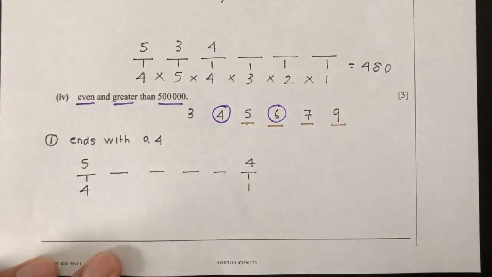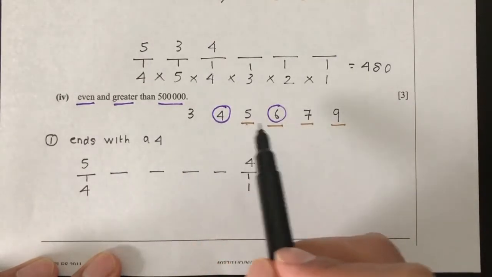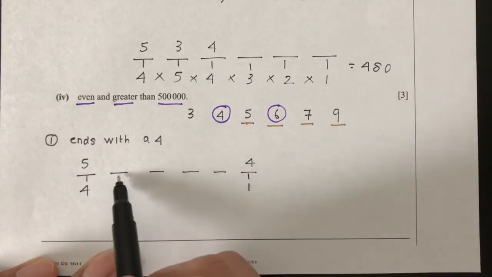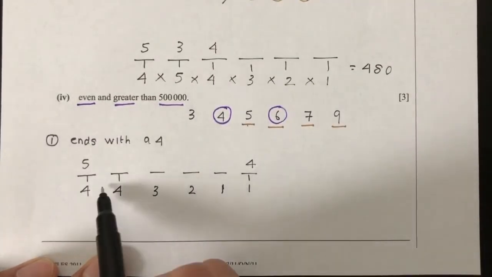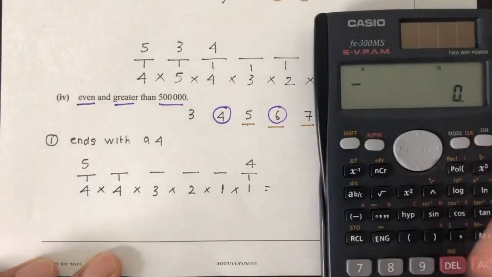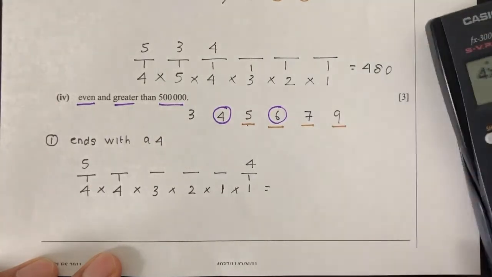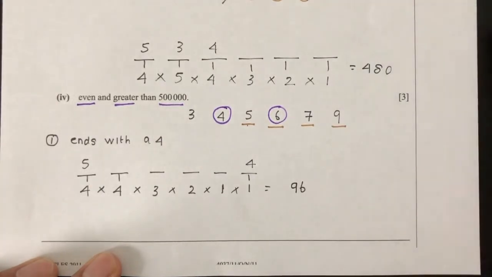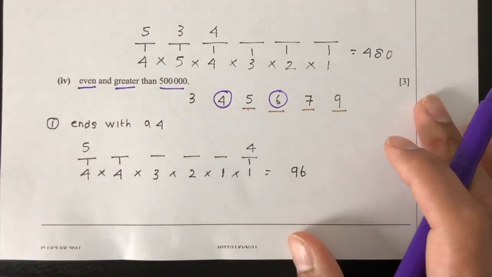Now for the rest, it will be the same way. I have 4 numbers remaining. So 4, 3, 2, 1. That is, multiply to find the number of numbers. So 4 times 4 times 3 times 2 times 1. That will be 96.